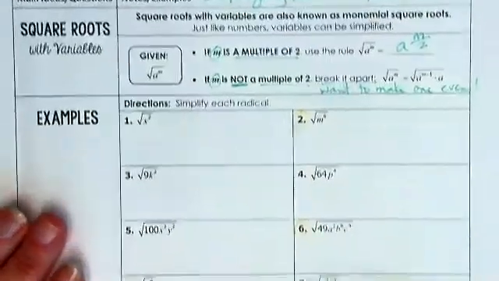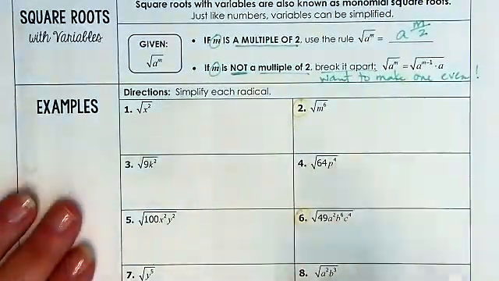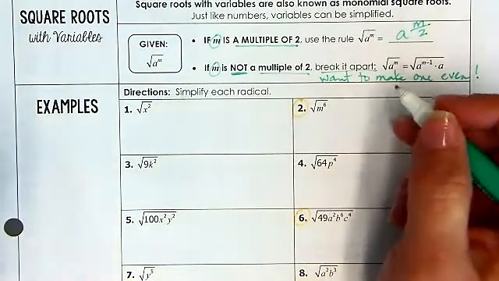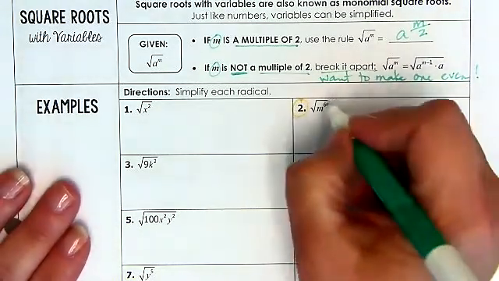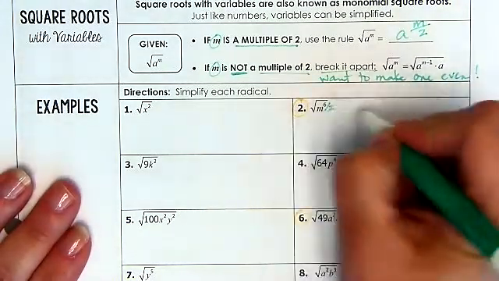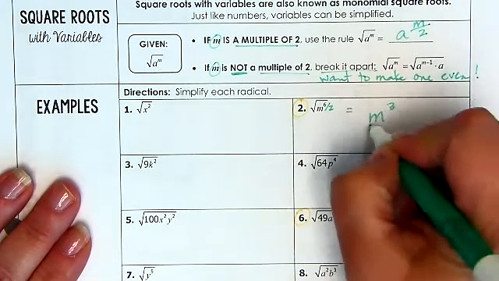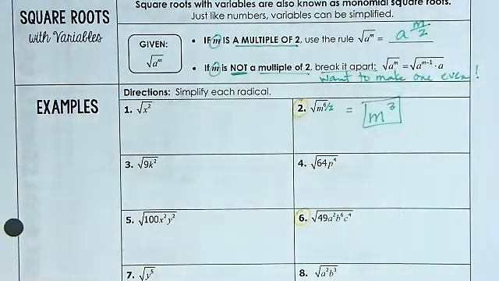All right, so if I'm looking at number 2, first off, when I take the square root, that means it's the opposite of squared. So I'm going to do the 6 divided by 2, so that's going to give me m to the 3rd as my final answer.